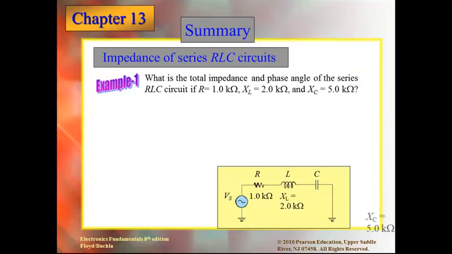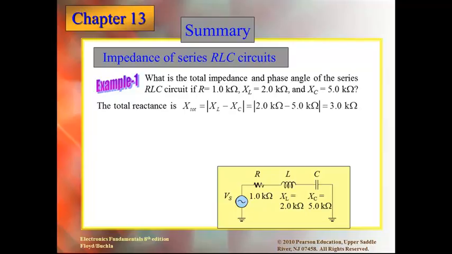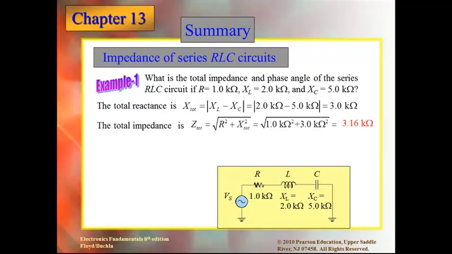Okay. And so here, we show a simple impedance problem, just as a refresher. And so, reactance, 5,000 ohms of X sub C, 2,000 ohms of X sub L. So we have 3,000 ohms of reactance. In this case, it is reactance, and it tends to be on the capacitive side. Then we put it into our Pythagorean theorem. We get 3.16 kilo ohms of total impedance or total opposition to current flow in that circuit.